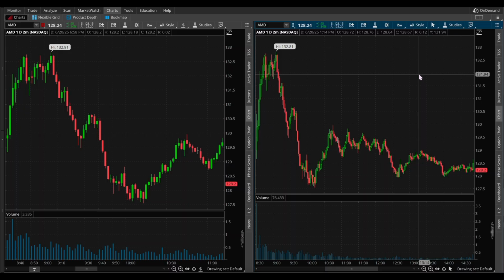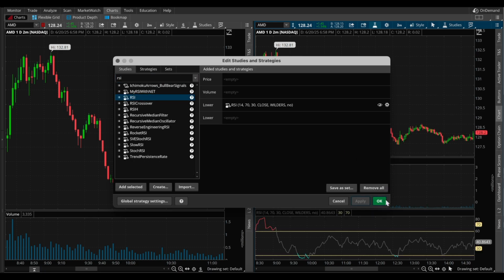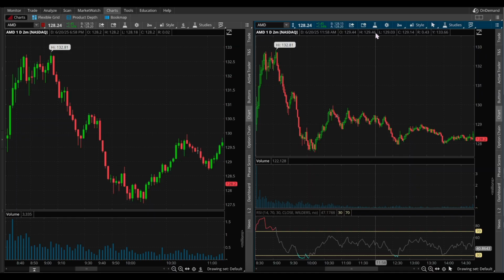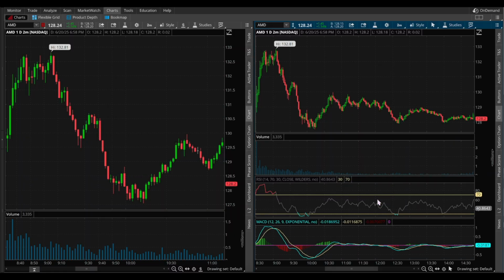So some of the most commonly used ones are of course going to be the RSI, so we'll start with that. I know everyone loves the RSI, so we'll pull that up. We can also have the MACD pulled up. I know people love to use the MACD as well. Pull that up, apply and OK.